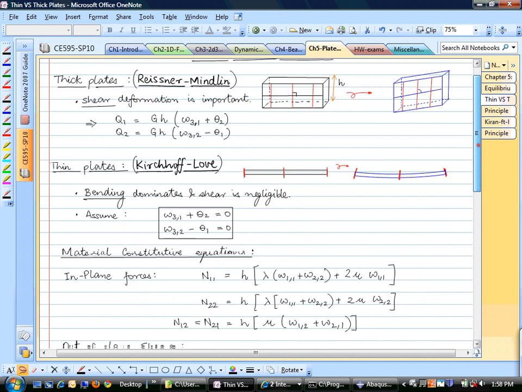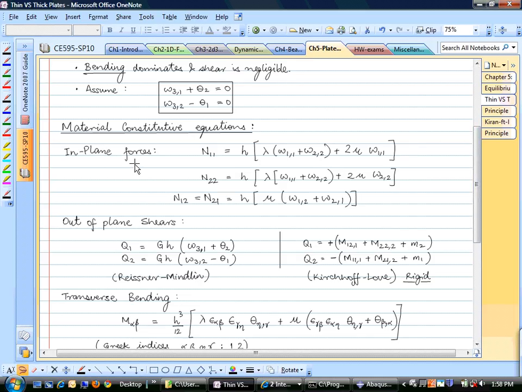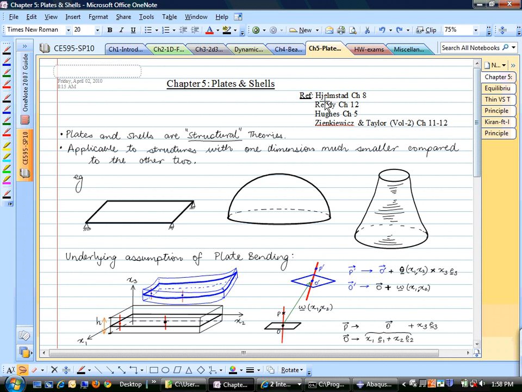So after making this distinction, there are a bunch of material constitutive relationships. If you want to know more details about this, you can take a look at the references that I've mentioned on the very first page. The material I've drawn from is Jumstad's book, Chapter 8, and your textbook by Reddy, Chapter 12. Zienkiewicz and Taylor, Volume 2, also has Chapters 11 and 12 on plate theory. So in case you are interested or want to know more details, these would be some of the sources to start looking for things.